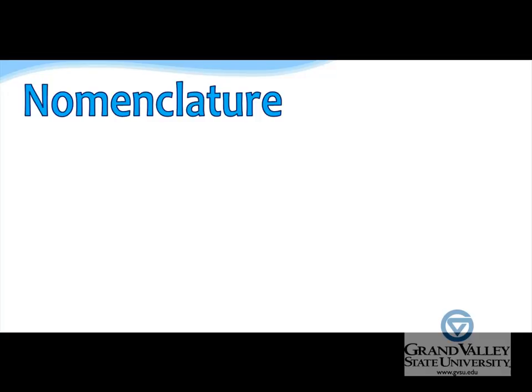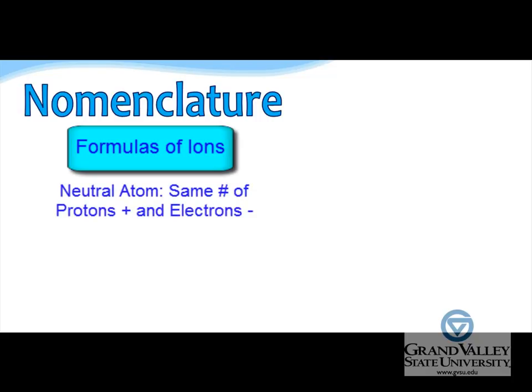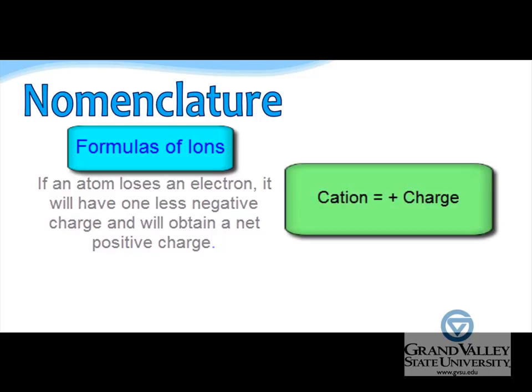Now let's move on to naming and determining formulas of ions. If an atom is neutral, it has the same number of protons and electrons. If an atom loses an electron, it will have one less negative charge and will obtain a net positive charge. A positively charged ion is called a cation.